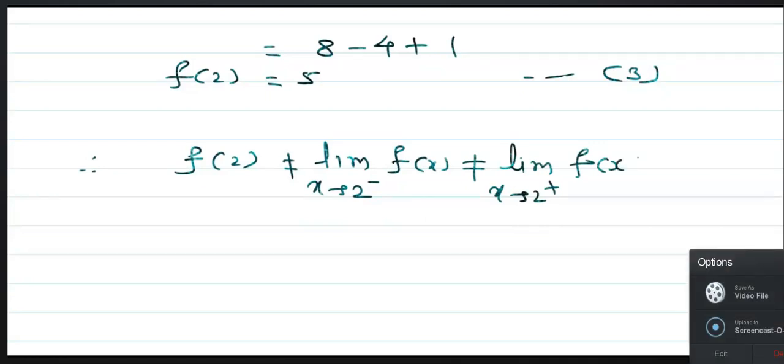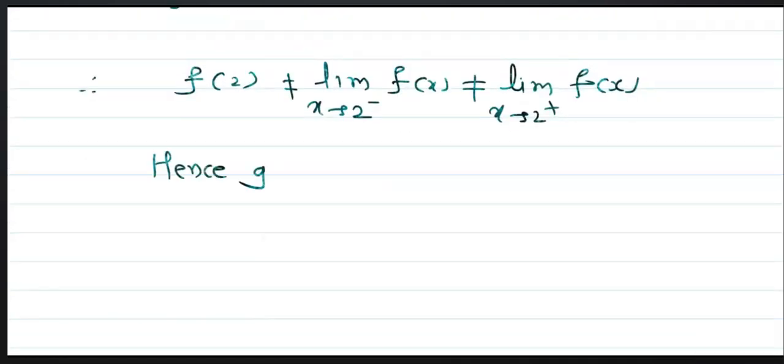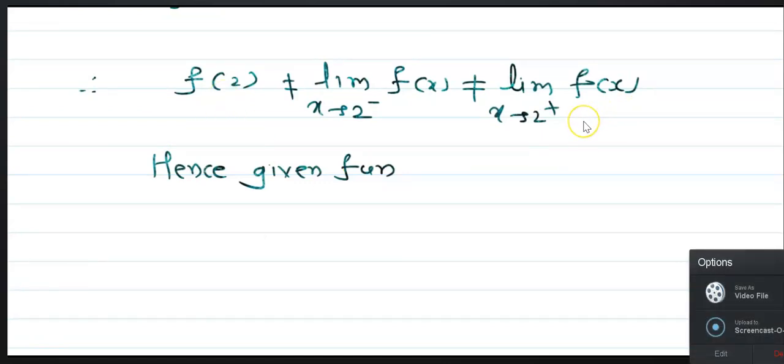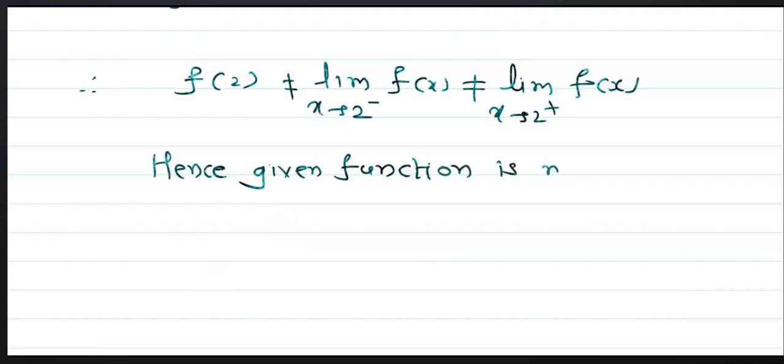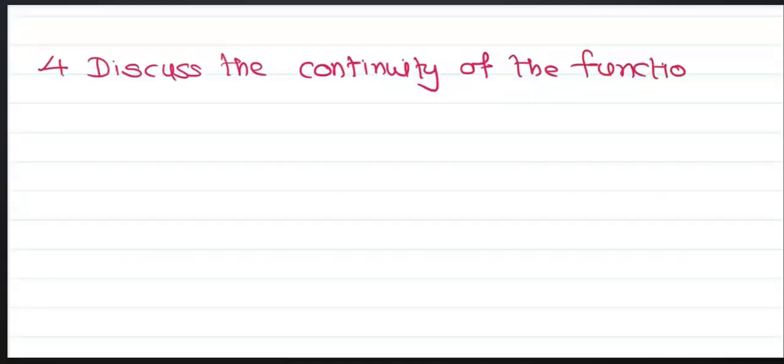Now, in this case, all are not equal. But one thing is that the value of the function and the right hand side limit are equal, but the left hand side is not equal. All three are not equal, and that's why we say that the given function is discontinuous at x equals 2, or it is not continuous at x equals 2.